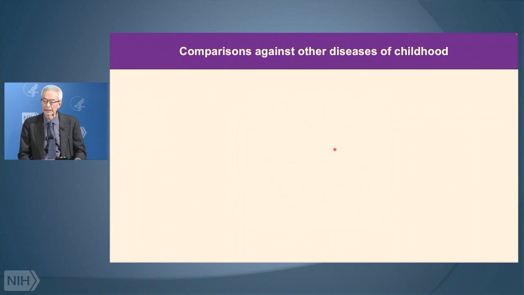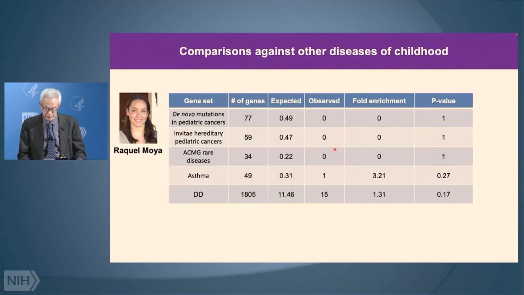Now, let's take these genes, take the mutations we found in the subset of 125 individuals, and then run these against other diseases of kids. Cancers, not expecting any effect.